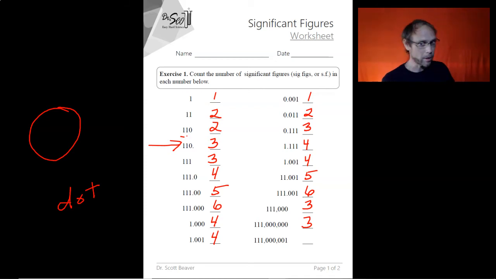Next, we have 11 million and 1, which represents a number between 11 million and 11 million and 2. It's a lot more precise, more to the point. The zeros are in the middle. There's ones at both ends, so all the digits are significant. That gives us 9 sig figs. So let's move on now to the second page. Now that we know how to count sig figs, let's see how we use them.